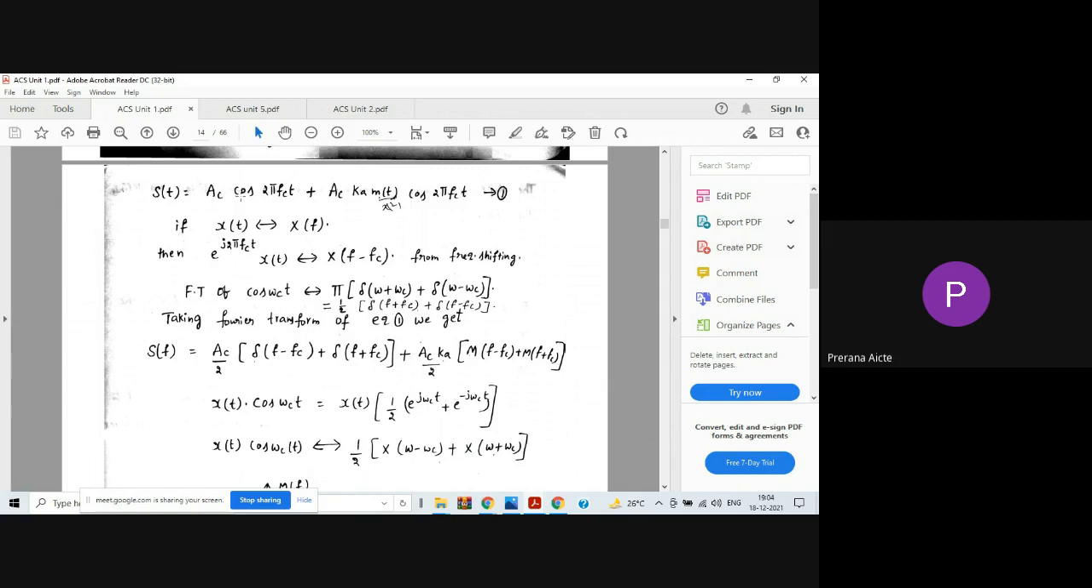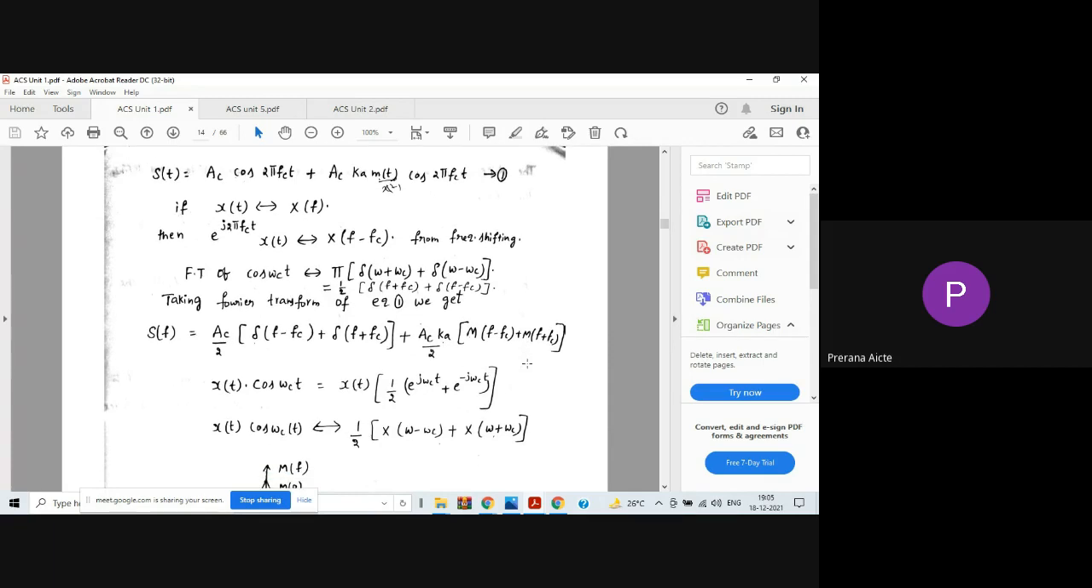See here, we have s(t) = Ac cos(2π fc t) + Ac Ka m(t) cos(2π fc t). And we know the Fourier transform of cos(ωc t), where in place of ωc we are replacing 2π fc. What is that formula? 1/2 [δ(f + fc) + δ(f − fc)]. So by taking the Fourier transform of the equation, I am writing with this formula: Ac/2 [δ(f − fc) + δ(f + fc)]. Similarly, because m(t) is the message signal, M(f − fc) + M(f + fc).